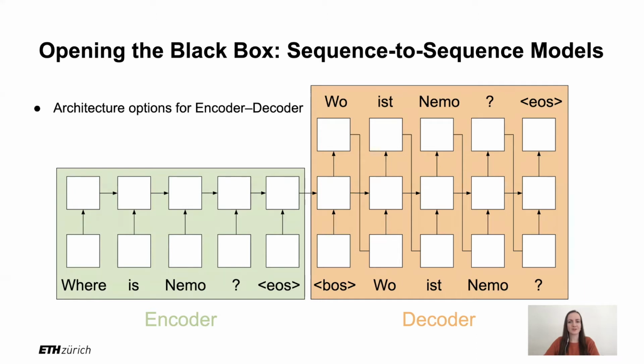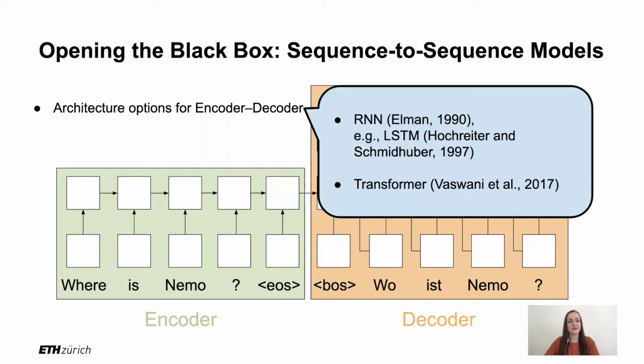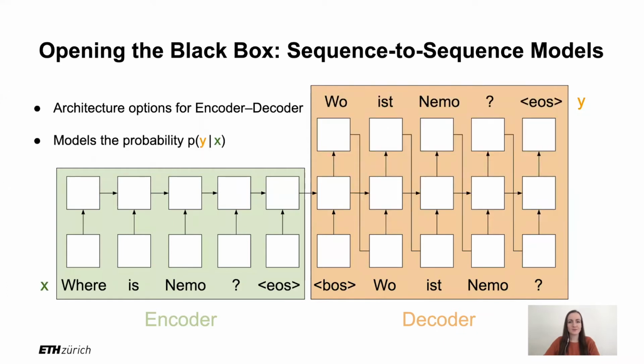There are different architecture options for the encoder and decoder, for example, the RNN or transformer architecture. A sequence-to-sequence model essentially models the probability of output sequence Y given input sequence X. The idea is that the model should assign a high probability to an output sequence Y if Y is actually the correct solution. However, there's a problem with this type of architecture.